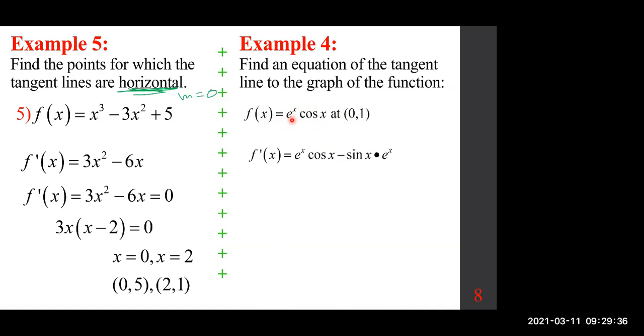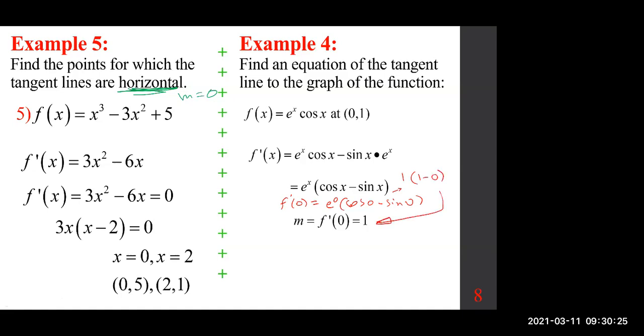It is good practice to factor out e to the power of x. If you didn't, it's not a big deal for a question like this because you are interested in finding the slope. So let's plug in 0. How do we get 1? I want to make sure that everybody can see that. If you plug in 0, you get e to the power of 0 times cosine 0 minus sine 0. Now e to the power of 0 is 1, cosine 0 is 1, sine 0 is 0, and so we get 1 times 1 over 1.